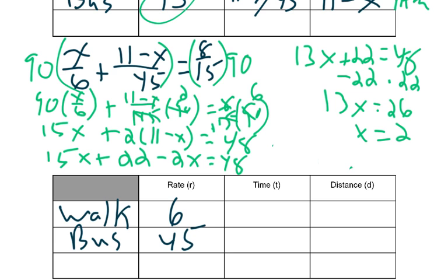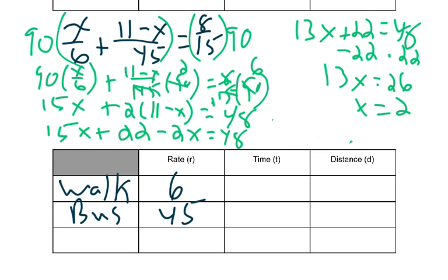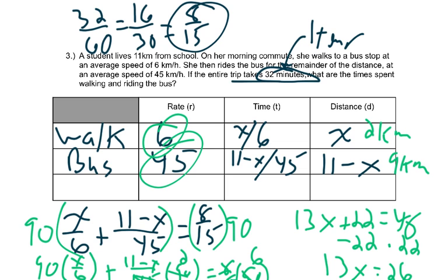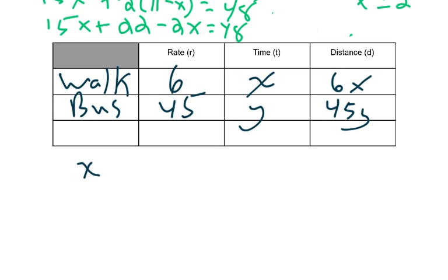If I wanted to do this as a system of equations, I don't know much about the time besides what the total is, right? We know it's 32 minutes. So let's just say that we walk for x, and we're on the bus for y. Well, we can actually now say that the distance is 6 times x, and the bus is 45y. And we have enough information to now write a system of equations. We know that the total trip is 32 minutes, which we said is 8/15. So that tells us that x plus y is equal to 8/15.